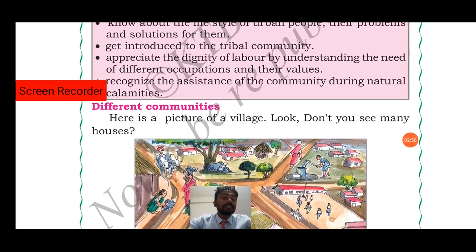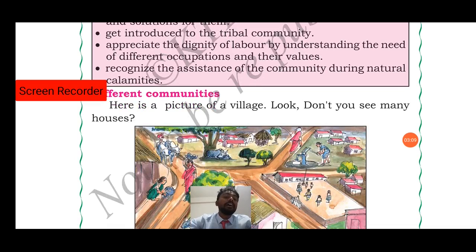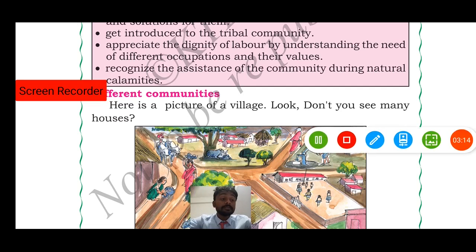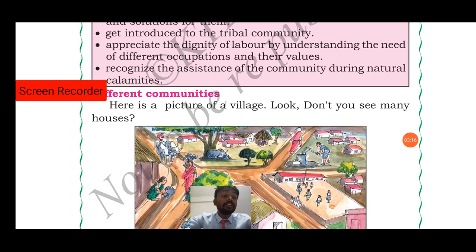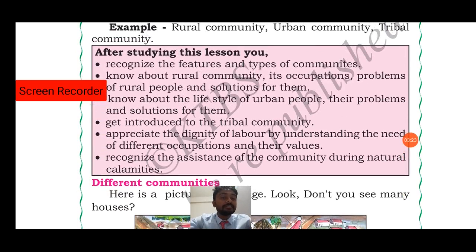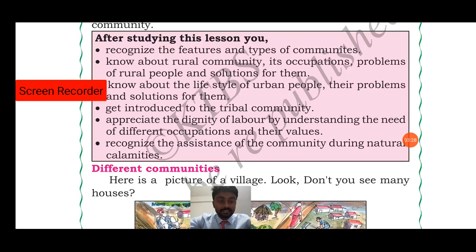And also, after completion of these lessons, they appreciate the dignity of labor by understanding the need of different occupations and their values. And also recognize the assistance of the community during natural calamities. So after studying this lesson, we learn all these things. We understand all these things.